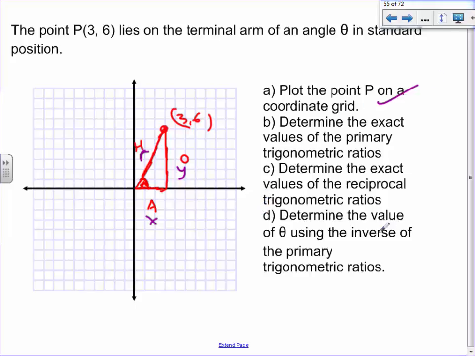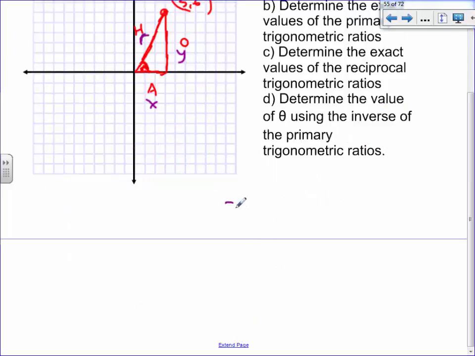Okay, we plotted point P on a grid. Now I'd like to find the exact values of the primary trig ratios. So let's try all three of them. Sine is normally equal to opposite over hypotenuse. We're now going to say that that's actually y over r. Same thing, don't do anything different, just be aware that we use different letters.